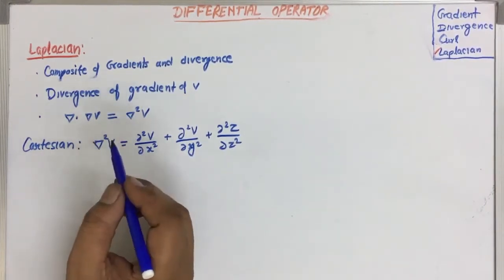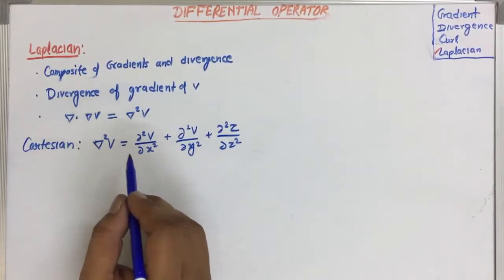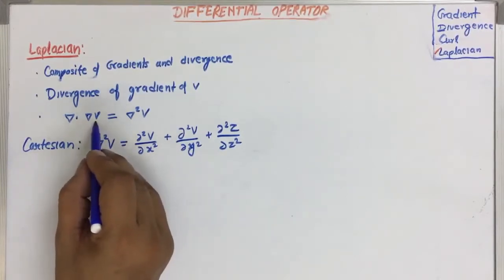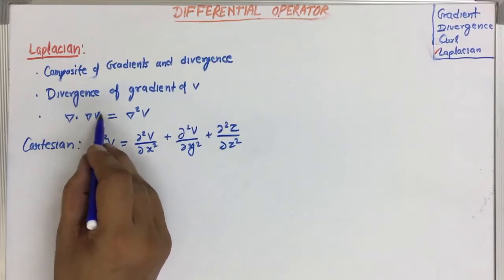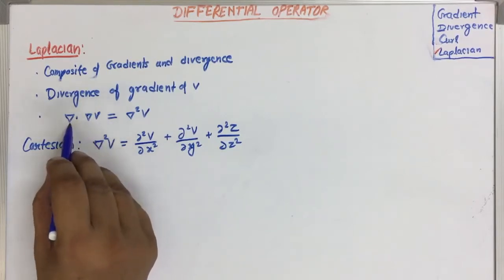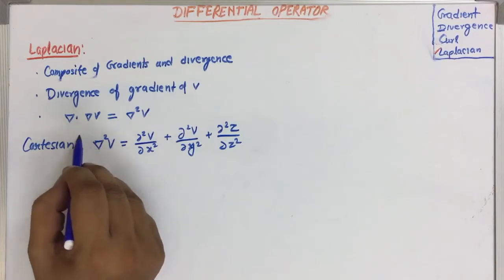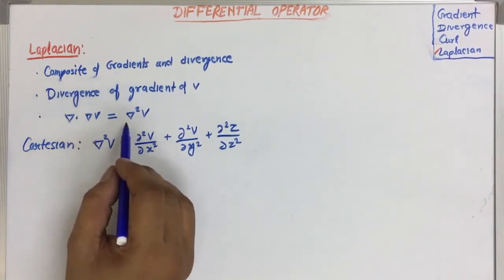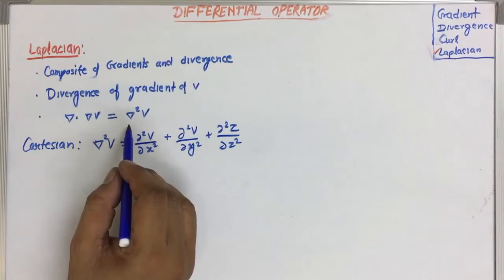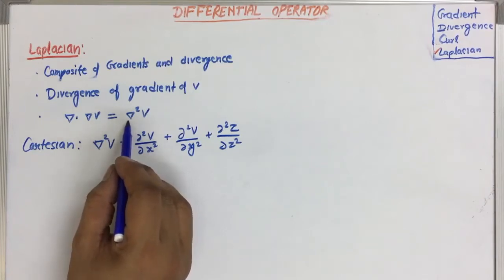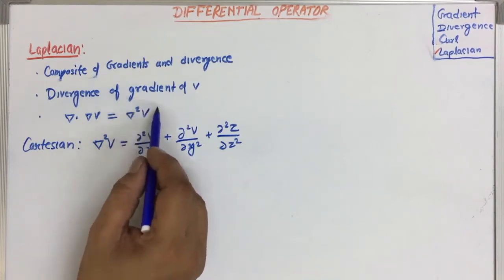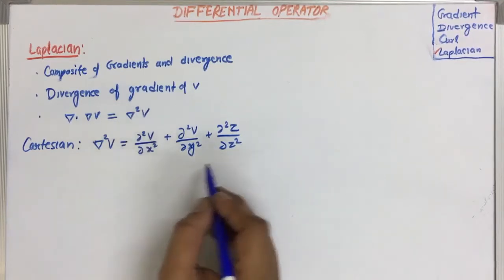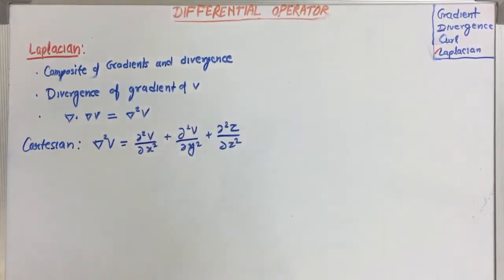What we can observe from here is that V is a scalar field, and the gradient transforms the scalar field into a vector field. So this is a vector. The divergence of a vector will give you a scalar field. So in the case of Laplacian, the Laplacian of a scalar field is another scalar field.